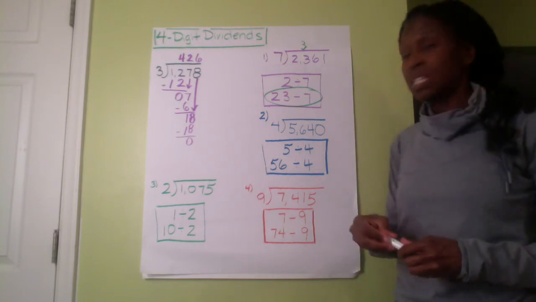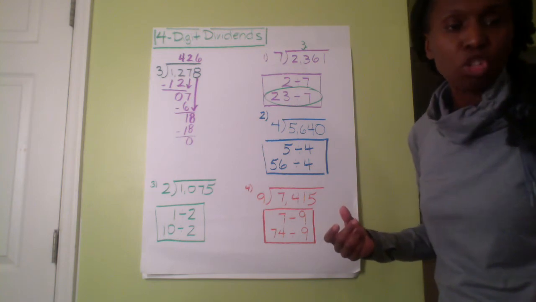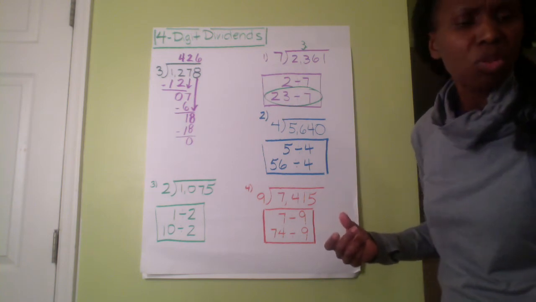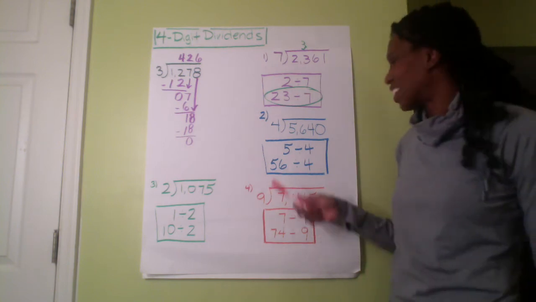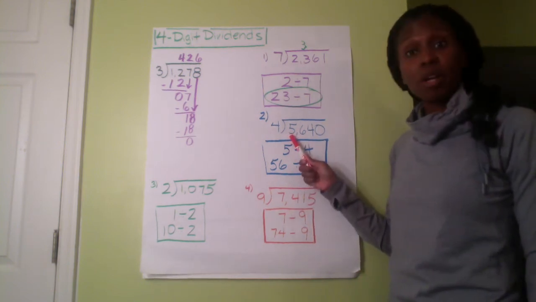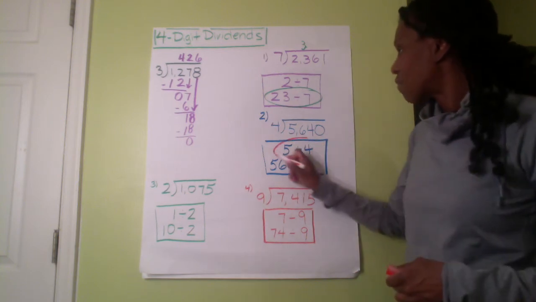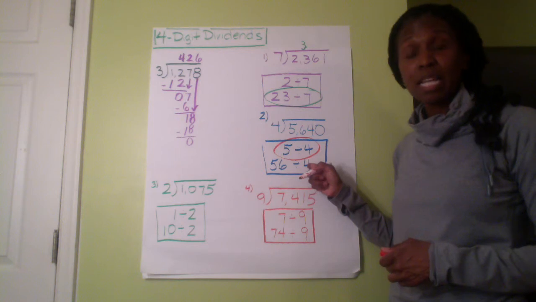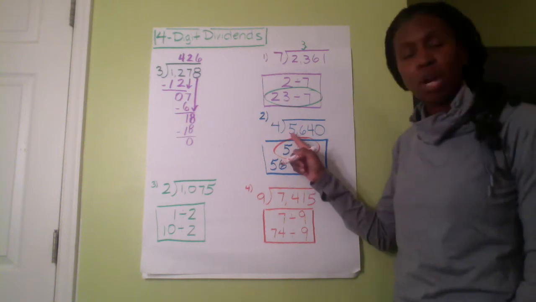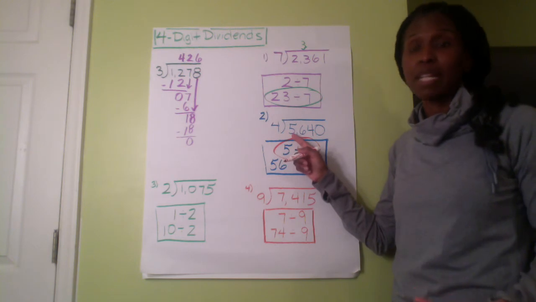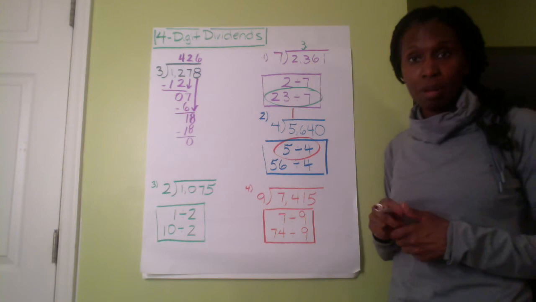Okay, let's look at number 2. It's 5,640 divided by 4. I'm going to use red. So I look at the first digit. Can I take a group of 4 out of 5? Sure I can. So 5 divided by 4, that's my first step, is I can take a group of 4 out of 5. So where do I put that digit? I'm going to put it right above the 5 because that's the number that I'm dividing into. And 4 goes into 5 one time. So I will put my 1 right there.